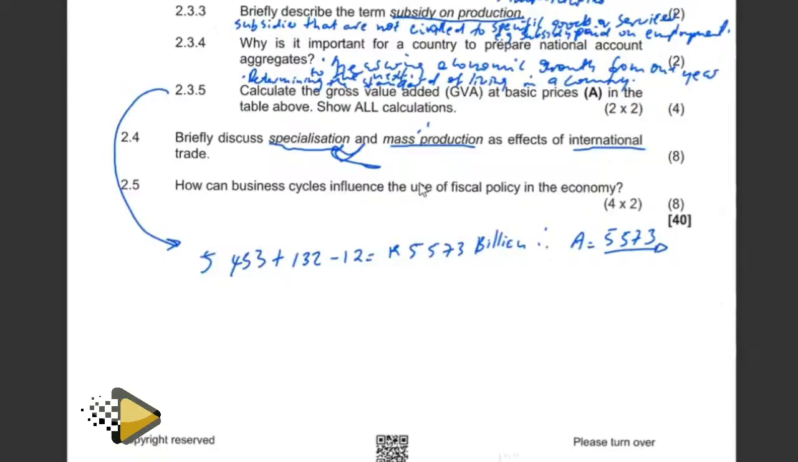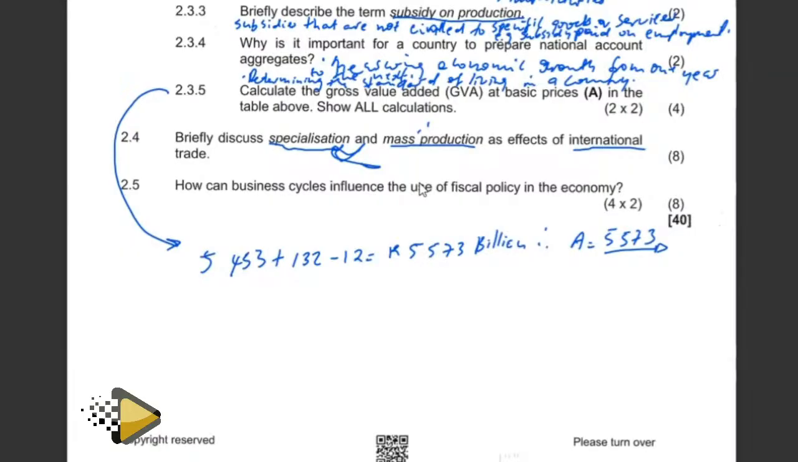Because for that particular country to specialize in the production of that particular product or service, it means that it doesn't spend much on the inputs or factors of production, namely labor, capital, entrepreneurship, as well as natural resources or land. Okay, right. So I did explain what specialization is, what mass production is, and what international trade is.